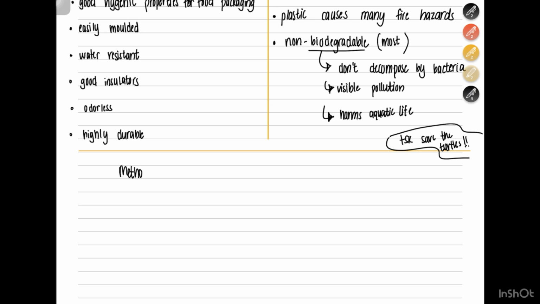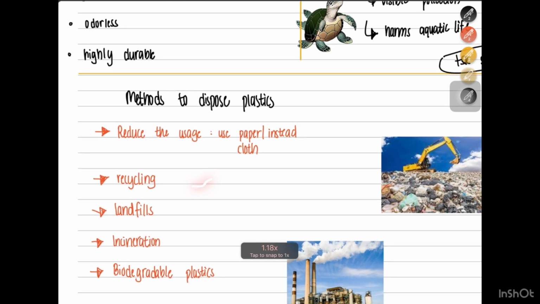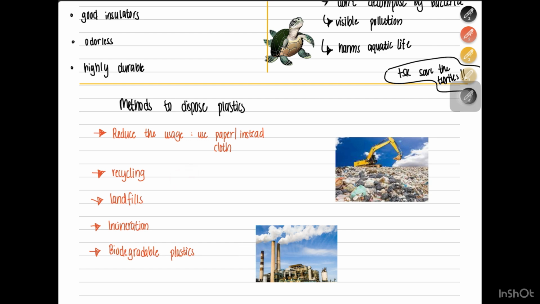Now let's look at some correct methods to dispose of plastics. I'm not saying that these are arranged from best to worst; there are just different ways in which plastic can be disposed. The first point is reduce the usage. This one doesn't talk about how to dispose of it, it just says prevention is better than cure, right? So don't use plastic, use paper bags, use cloth bags.